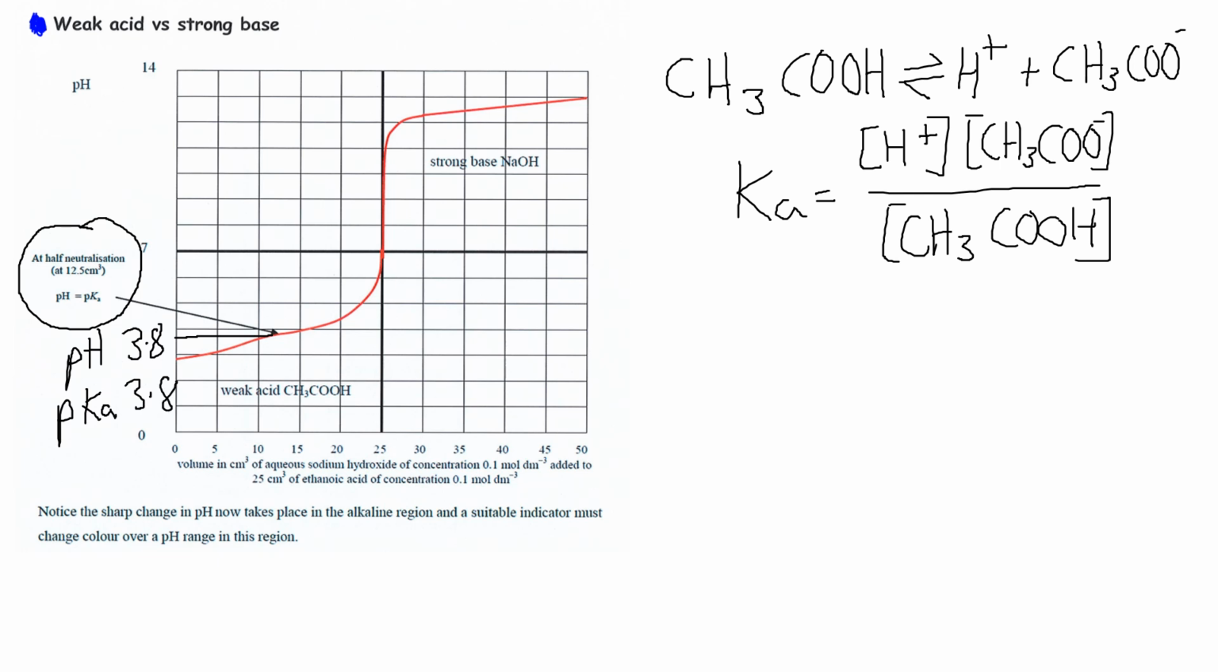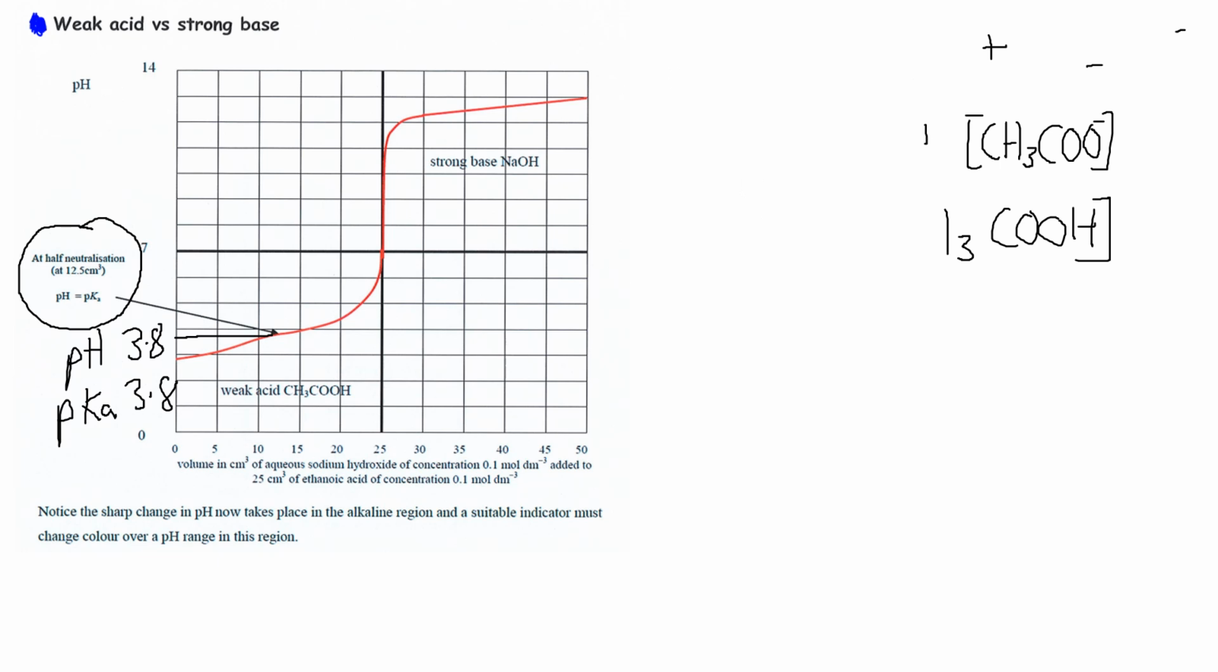I'm going to explain what we mean by pKa in a second. But where does this come from? This pH at half the neutralization equals pKa. Well, let me just clear some room a second, and I'll try and talk you through it as best I can. To understand this, you need to be fairly clued up on how buffers work.